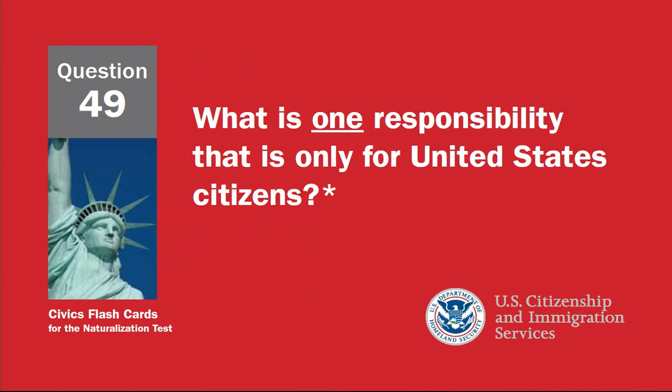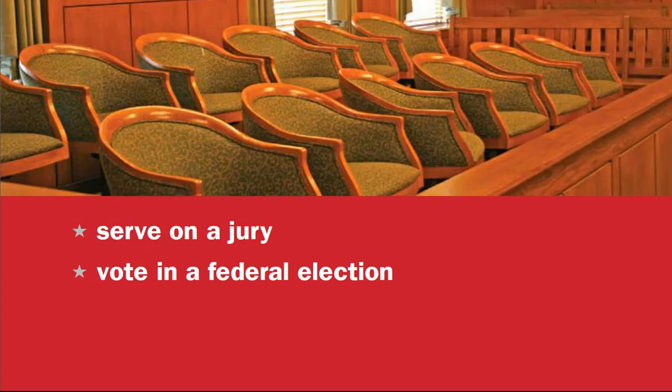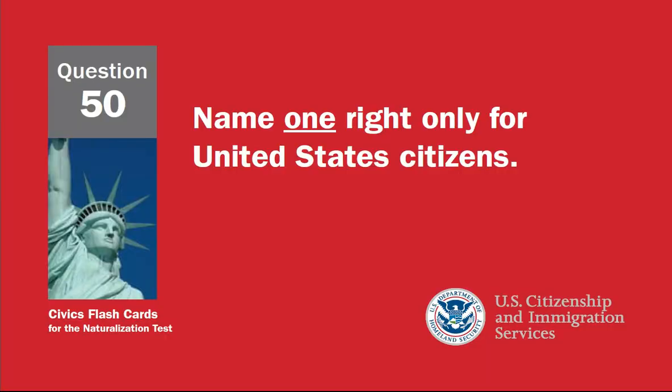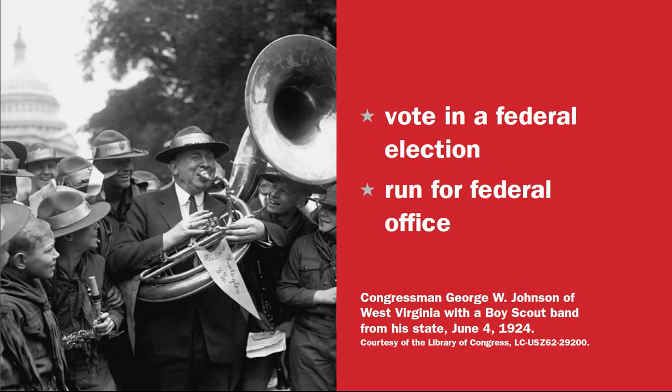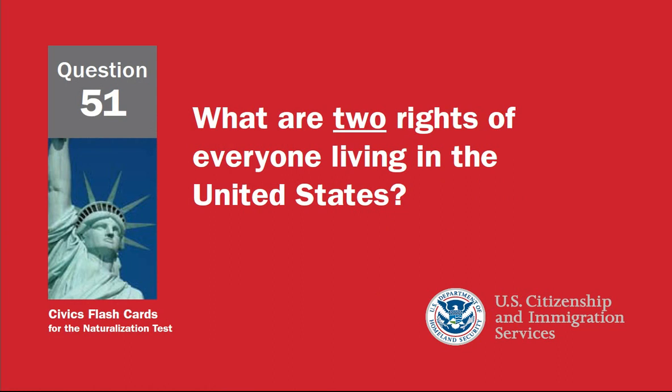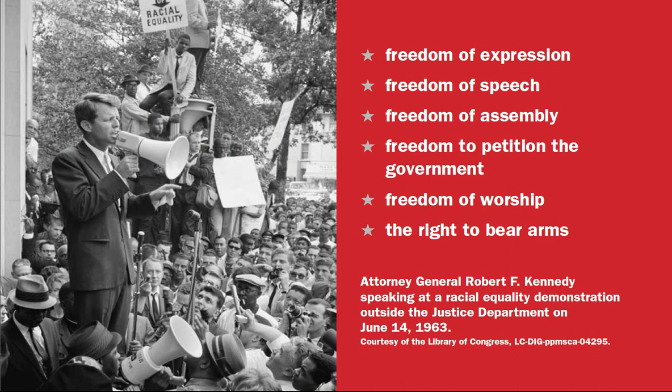What is one responsibility that is only for United States citizens? Serve on a jury. Vote in a federal election. Name one right only for United States citizens. Vote in a federal election. Run for federal office. What are 2 rights of everyone living in the United States? Freedom of expression. Freedom of speech. Freedom of assembly.